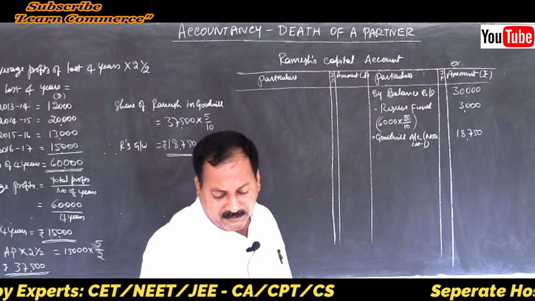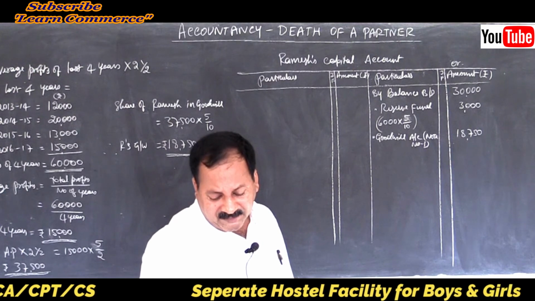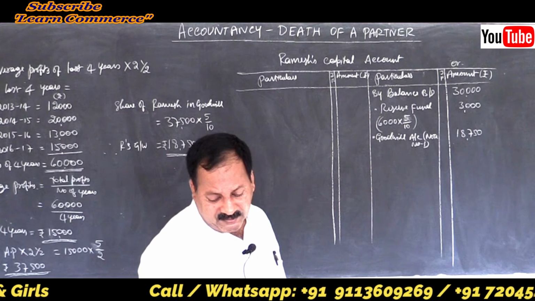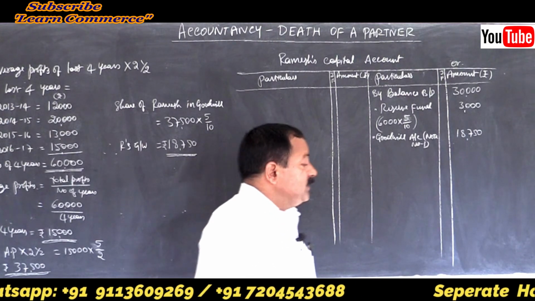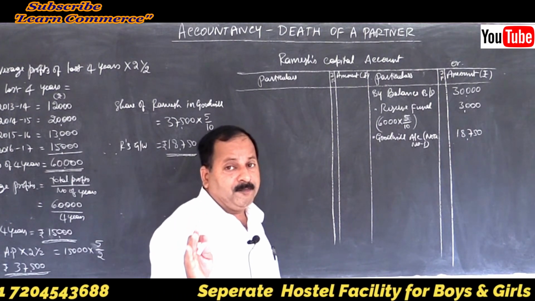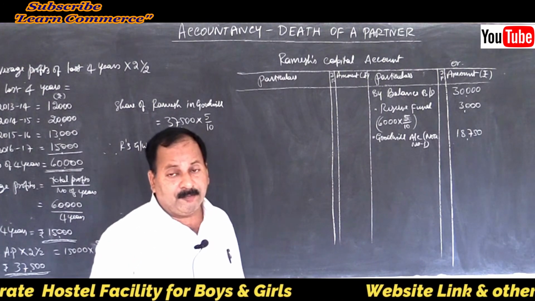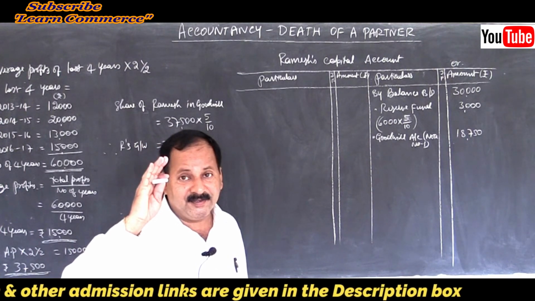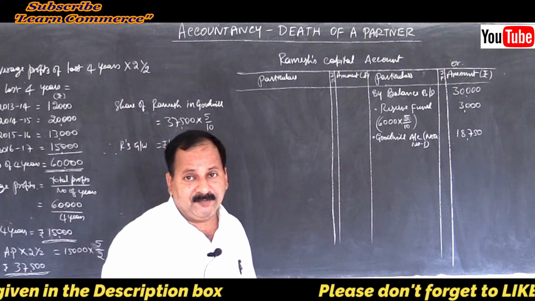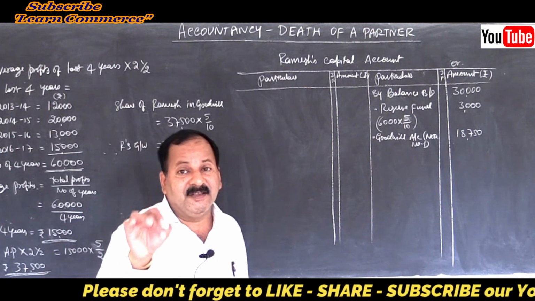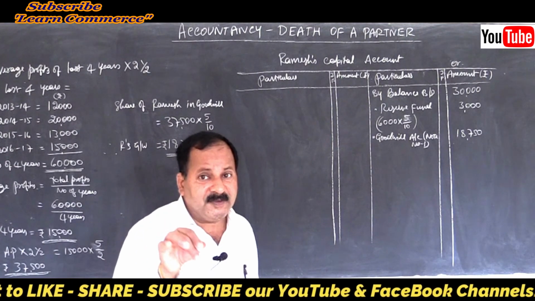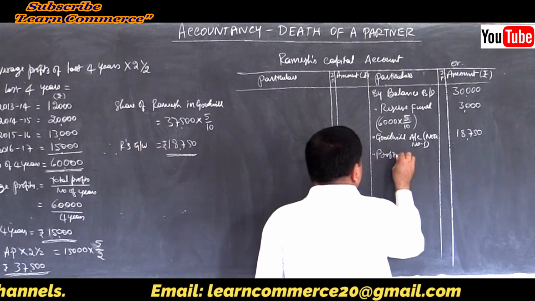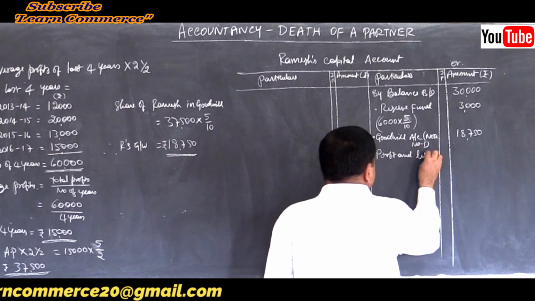Then what else? Share of profit from the date of last balance sheet till the date of death is to be calculated on the basis of last year's profit. Last year's profit given here is 15,000. I told you, current year profit we are providing to the partner now. To provide that we have to pass a journal entry. Which account do we have to debit? Profit and loss suspense account. Am I correct? So write it: by profit and loss suspense account.